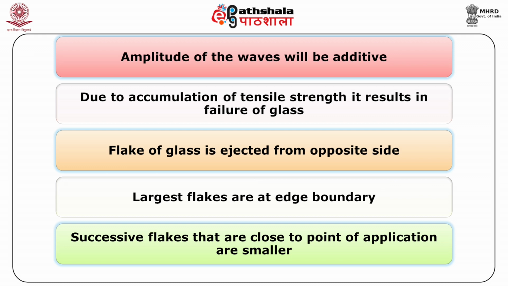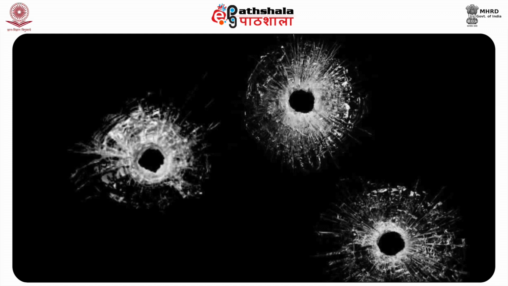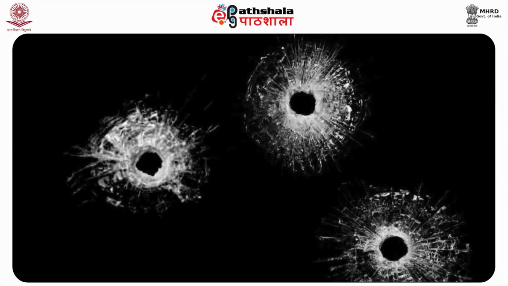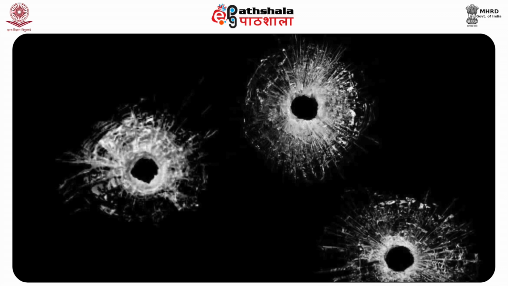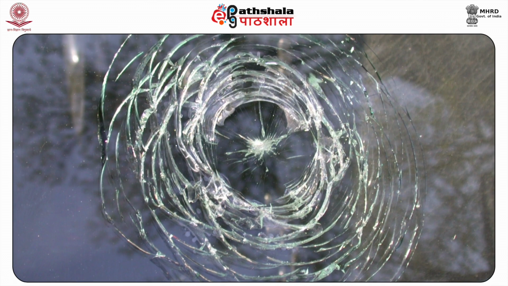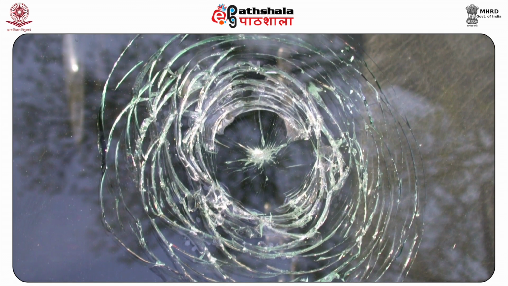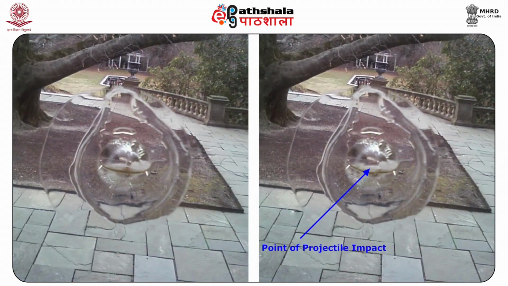The largest flakes are at the edge boundary, while successive flakes that are close to the point of application are smaller. Glass that has been broken in this fashion results in a crater opening away from the direction of origin of the impact. The direction of the crater depends on the speed of propagation of the projectile.